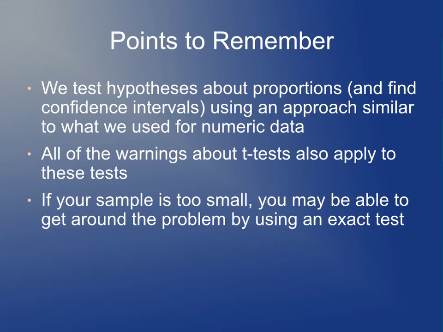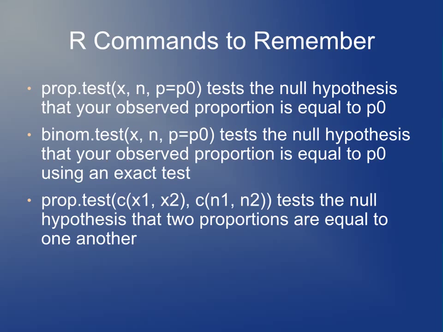Things to remember from today's lecture is that we can test hypotheses about proportions and find confidence intervals using an approach similar to what we did for numeric data. All the warnings about t-tests apply to these tests as well, in terms of having a representative sample, and they have to be independent and so forth. And if your sample size is too small, you can sometimes get around the problem by using an exact test.